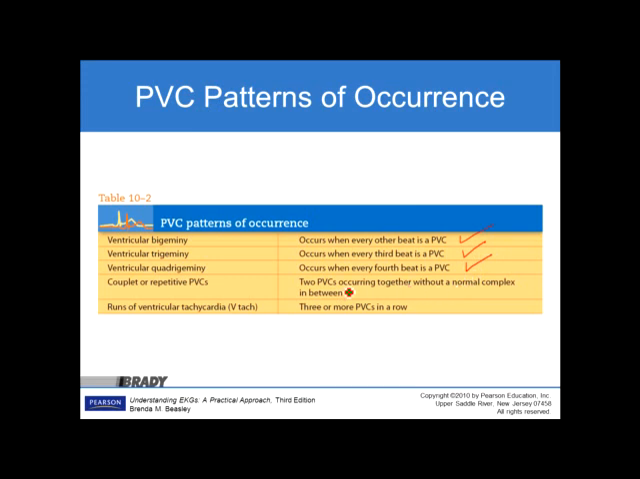A couplet is two PVCs occurring together without a normal complex in between. So in a couplet you would see two of them in succession, one after another. And a run of V-tach is 3 or more PVCs in a row. So if you have 3 PVCs in a row, or more of them, this would all be considered a run of V-tach.